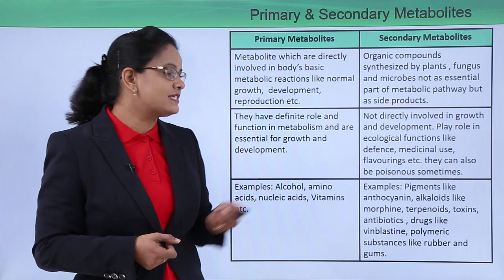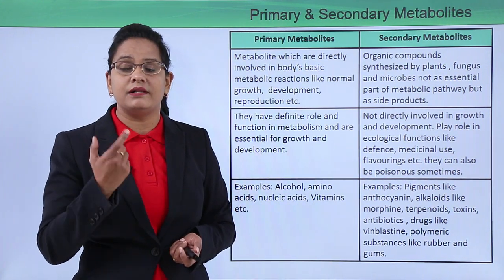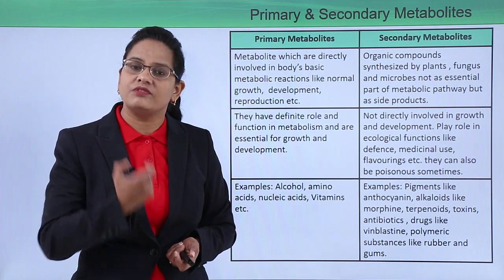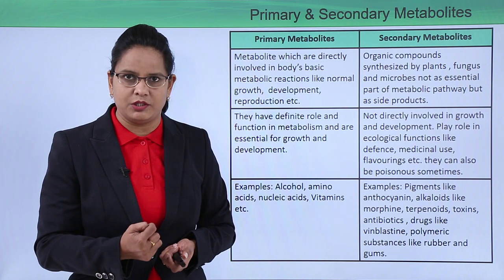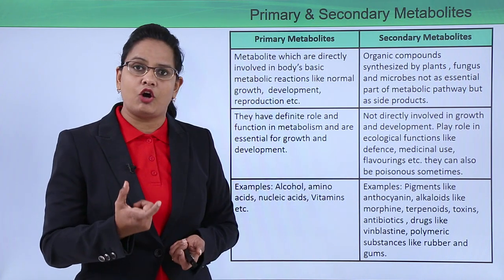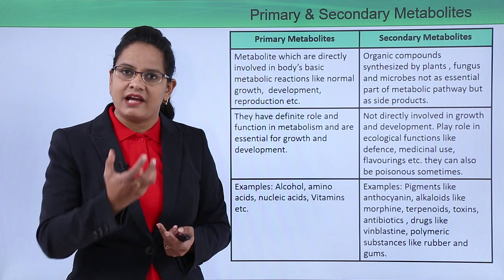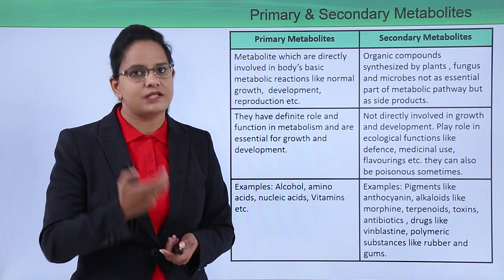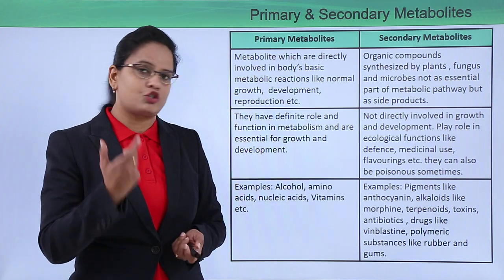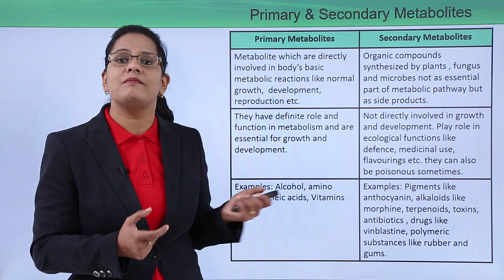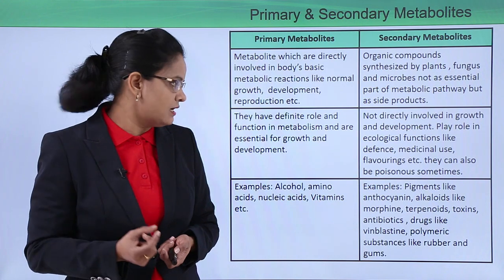The examples are pigments. For example, the pink or purple color of flowers that you see is because of the secondary metabolite anthocyanin produced in them. Next are alkaloids, like morphine and codeine, present in and extracted from plants. All of these are secondary metabolites. Next are toxins and antibiotics. Antibiotics can also sometimes be primary metabolites in the case of bacteria.